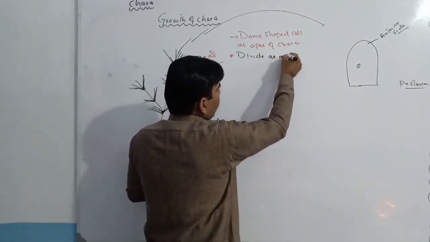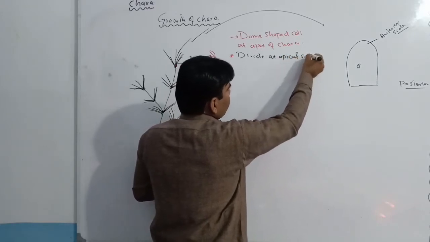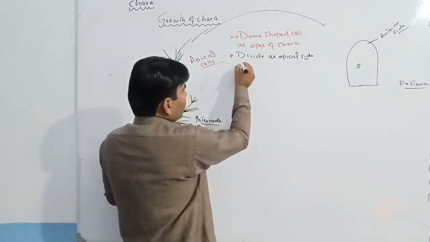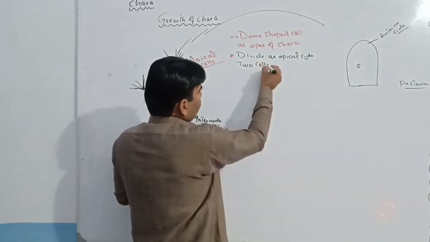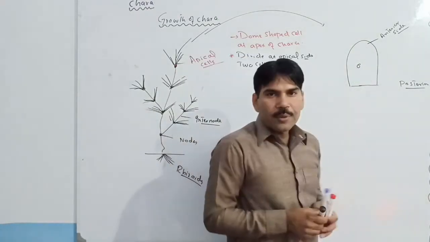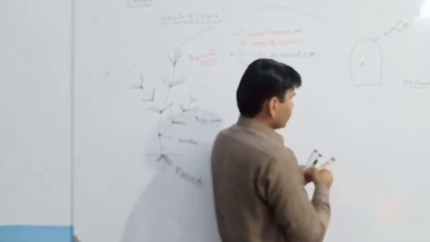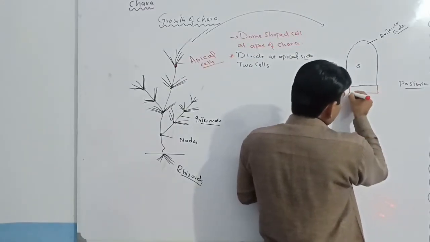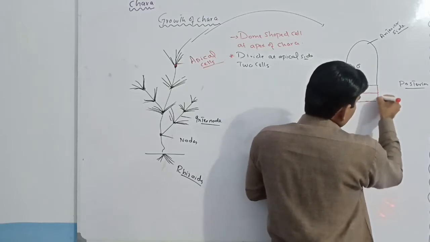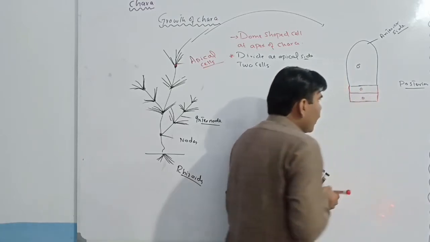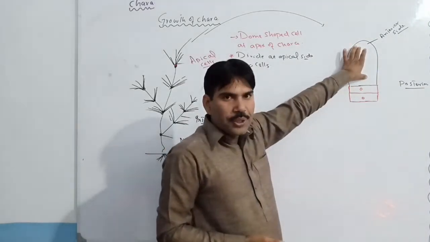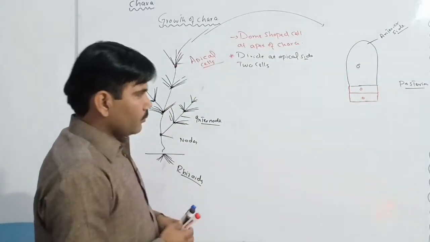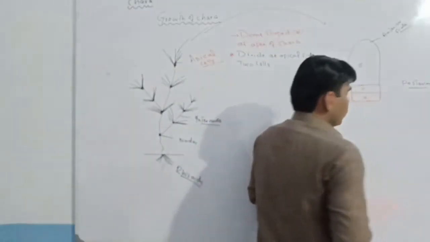at apical side and produces two cells. So how can it divide and produce two cells? Let's see. It divides and produces two cells like this. These are the two cells which are formed as a division of this dome shaped cell which is present at the apical region. So these are two cells.